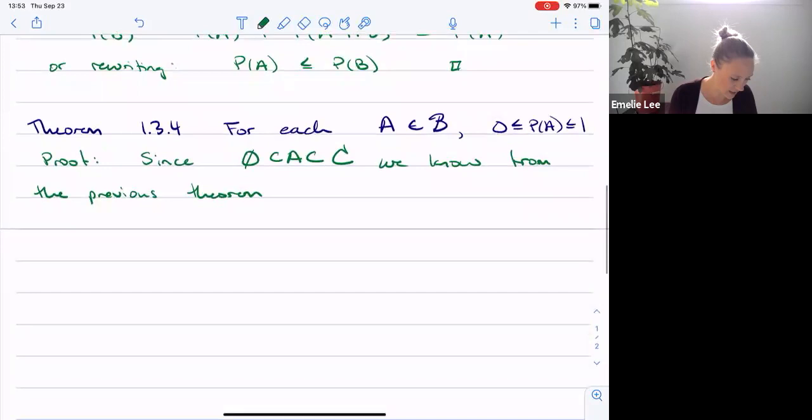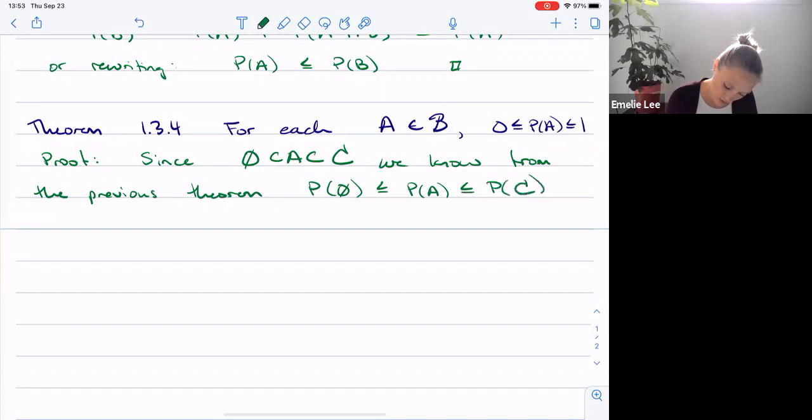So then we know that the probability of the empty set is less than or equal to the probability of A, kind of chaining things together, which is less than or equal to the probability of the sample space. Now, remember we proved last day that the probability of the empty set is zero, and so now we're allowed to use it. So zero is less than or equal to the probability of A, which is less than or equal to one. And there you have it, folks.